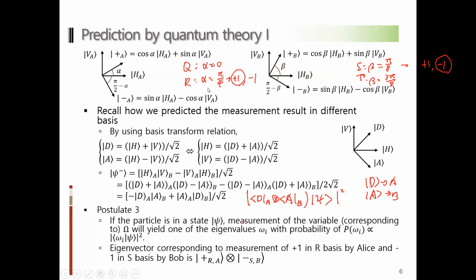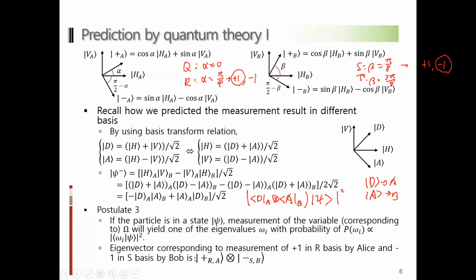However, this example is not the same basis. Maybe you can say that Alice's R basis is a TA basis. In this case, we want to measure +1 corresponding to this vector, while for Bob's case, it is not the TA basis but the S basis, which is tilted by pi over 8. And in this case, we were interested in measuring the -1.